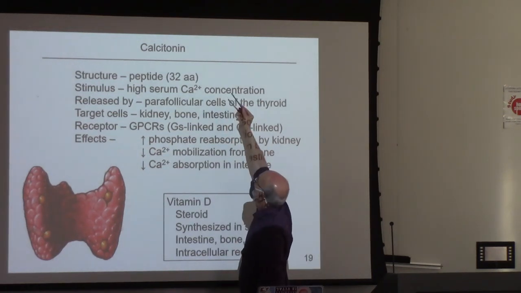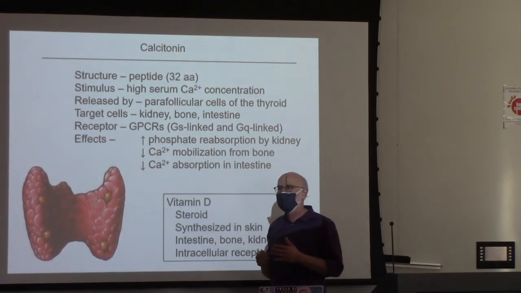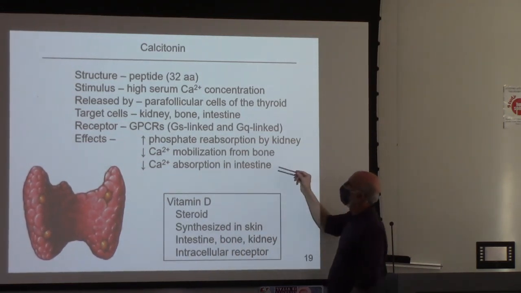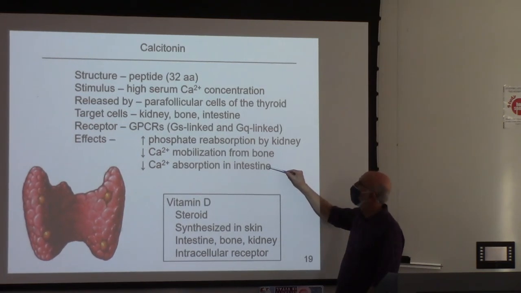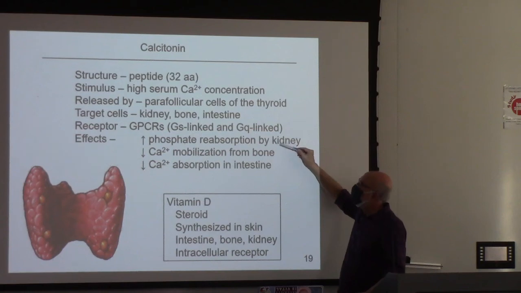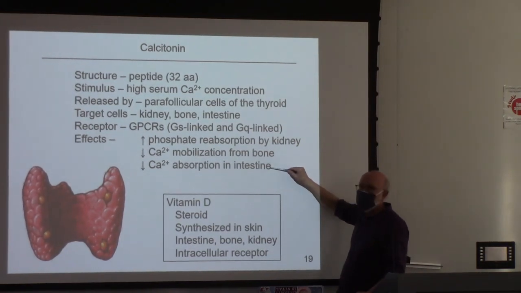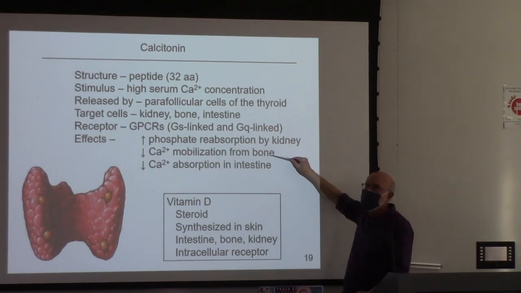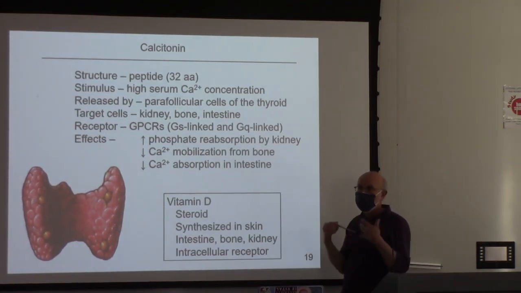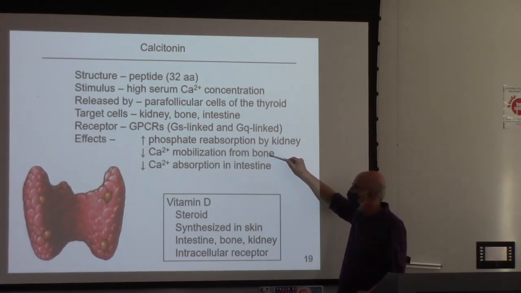It's also a peptide. It is responding to high serum calcium. If your blood has too much calcium, what do we want to do? We want to stop absorbing it from food. We want to stop reabsorbing it from bone. We want to, actually, this is phosphate, this is weird, but this is part of excreting it from kidney. Increase excretion, decrease absorption from food, decrease mobilization from bone, and in fact put it into bone, build bone. Sometimes.